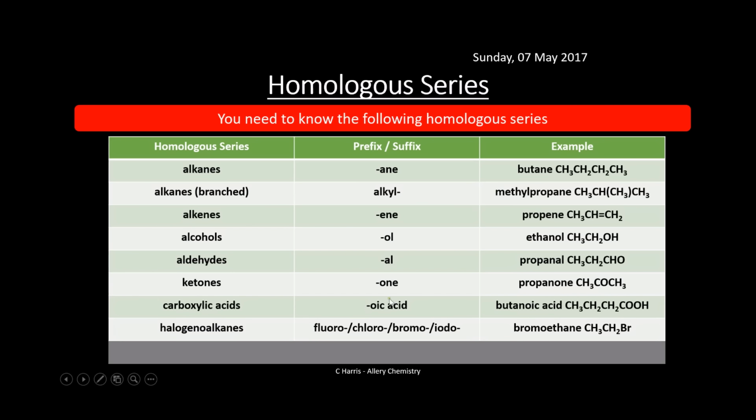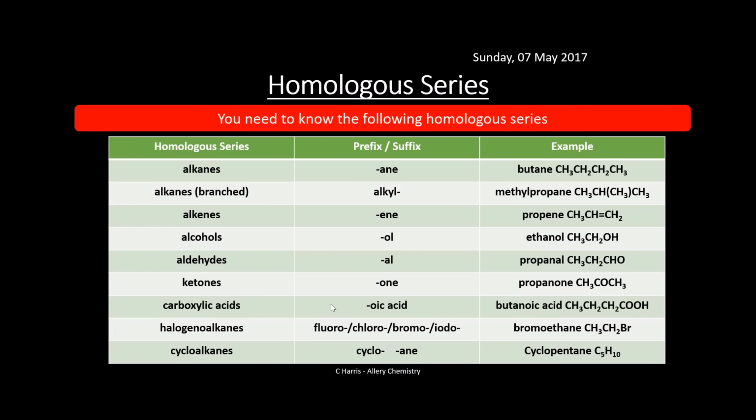Halogenoalkanes. These are things you'll come across: fluoro, chloro, bromo, iodo. So, for example, bromoethane is this one here, CH3CH2Br. And the final one is cycloalkanes. So basically you just put the word cyclo in front of it and end it in ane. So for example, cyclopentane, C5H10. So make sure you know these functional groups. They're really important. Obviously naming them is going to be crucial. You are going to be expected to name these molecules, so make sure you do know them.